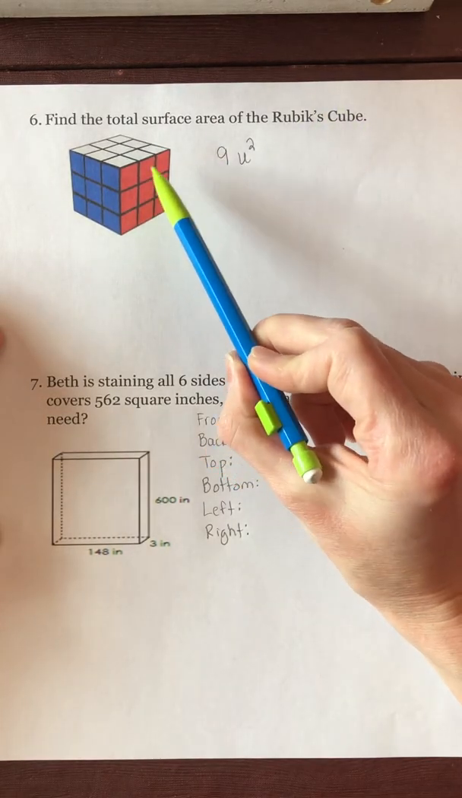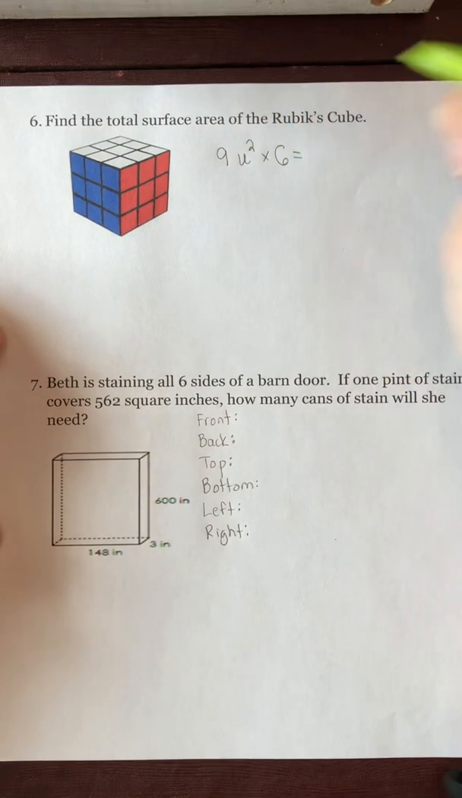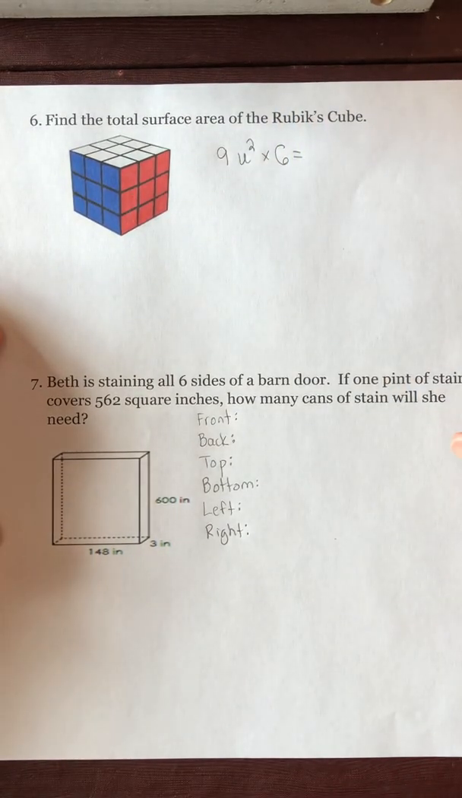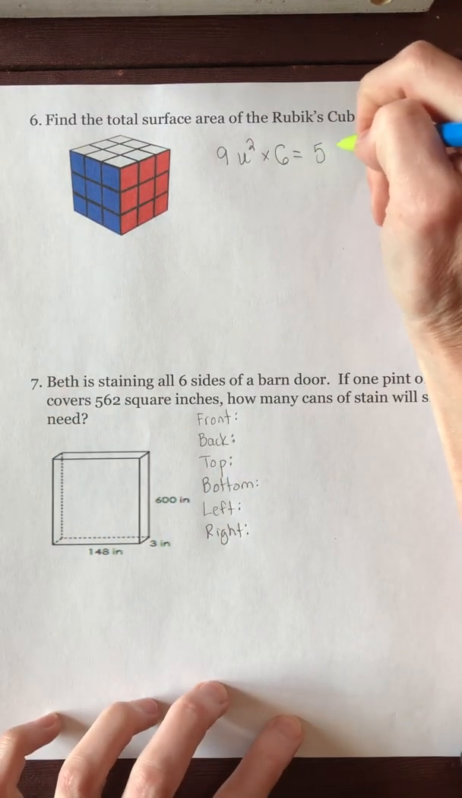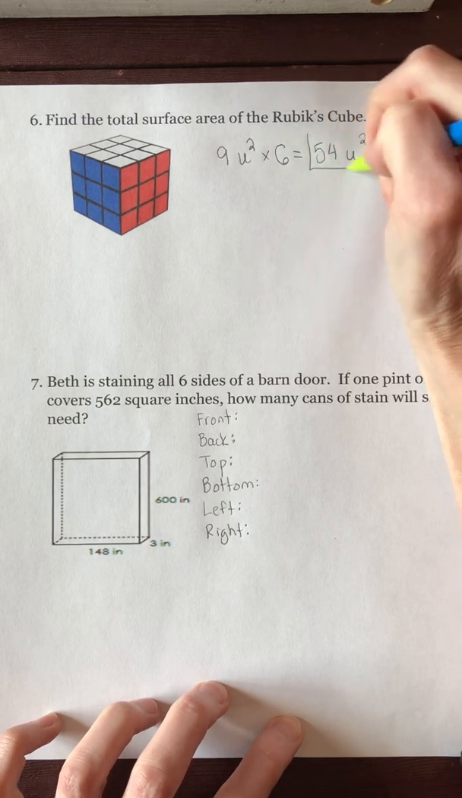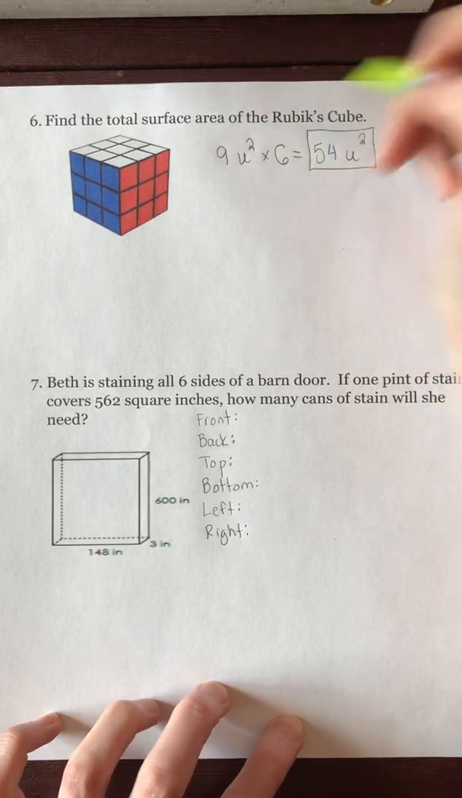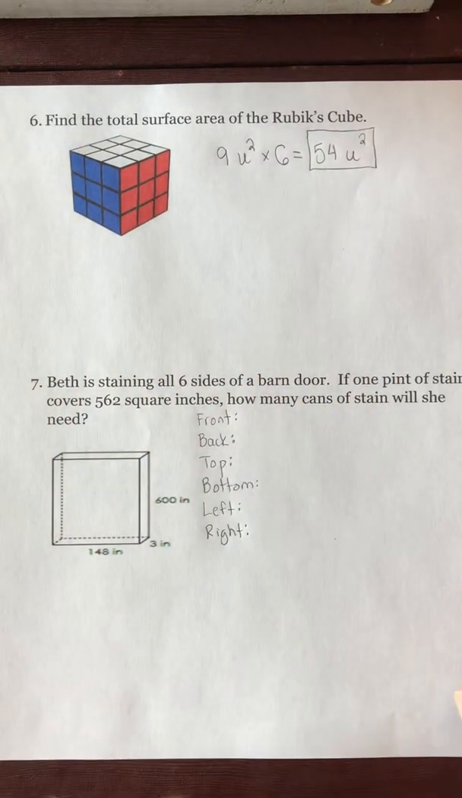Now, if it's a cube, we know that there are 6 faces, so then we're going to multiply that by 6 as a shortcut. We don't need to add the number 9 6 times. We can just multiply by 6. And so the total surface area is going to be 54 units squared. So that's how many total little squares there are all around the outside of the figure.